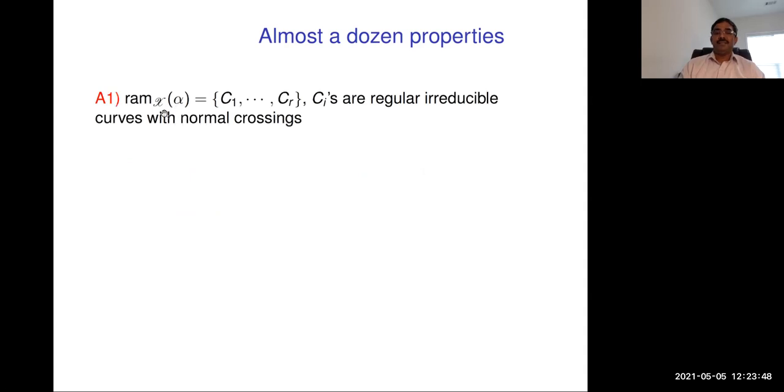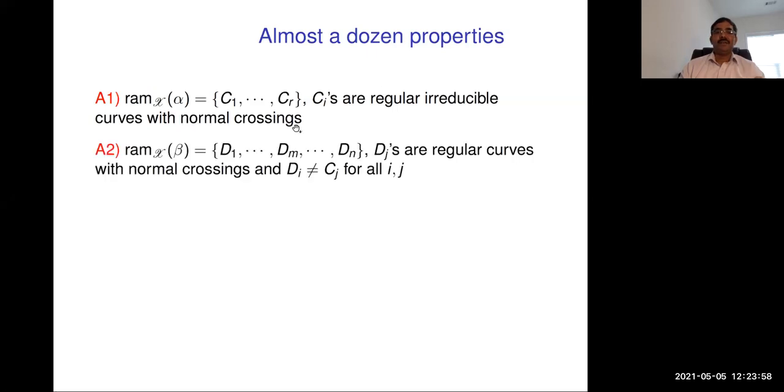So again, the ramification of alpha is the C_i, where the C_i are regular irreducible curves with normal crossings. So here I'm not assuming that they are, okay, sorry, so the regular and normal crossings. The ramification of beta is the D_i, regular curves with normal crossings, and the D_i are not equal to C_j for all i, j. And I'm not saying that the D_i and C_i are in normal crossings.